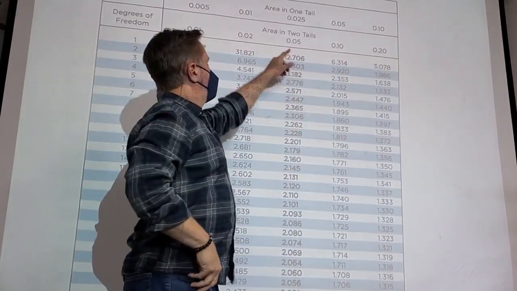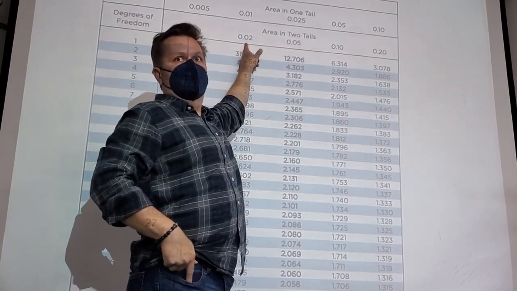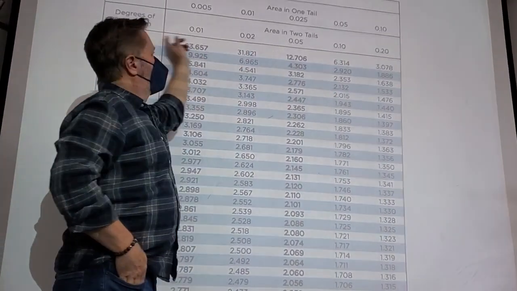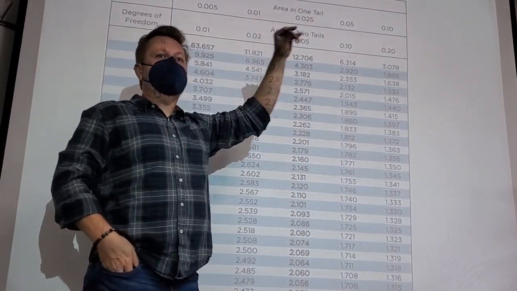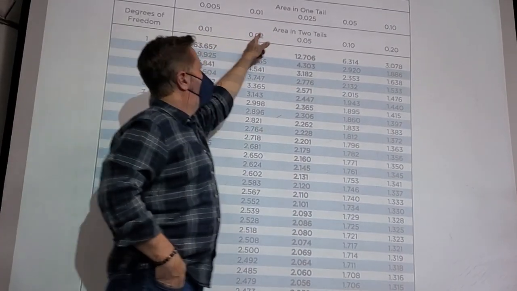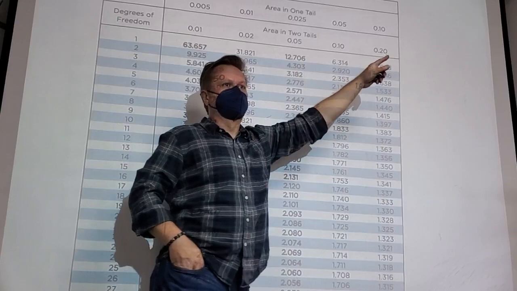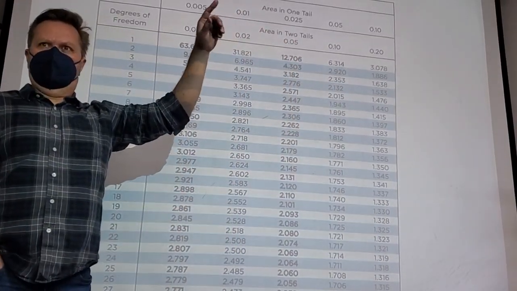So 98% would be 0.02. What about 97%? Can't use this table. This table is only good for 99, 98, 95, 90, 80.